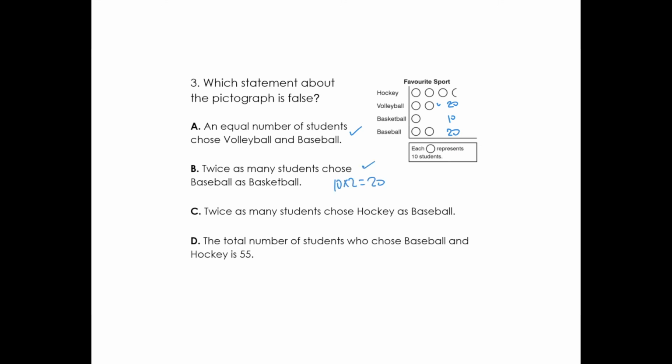This is correct. Twice as many students chose hockey as baseball. Hockey is 35. Baseball is 20. So 20 times 2 equals 40. Well, this is wrong. And then the last one is the total number of students who chose baseball and hockey is 55. So 35 plus 20. So this is right. So this is the wrong answer. So C would be the incorrect answer.